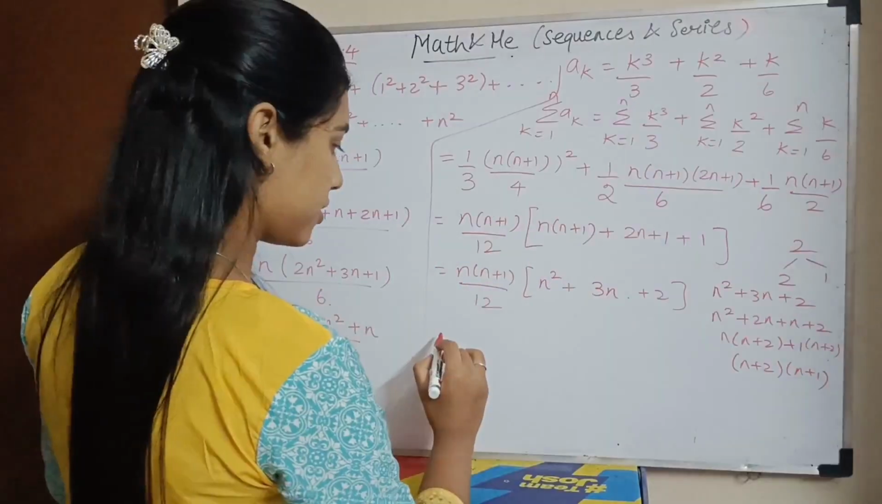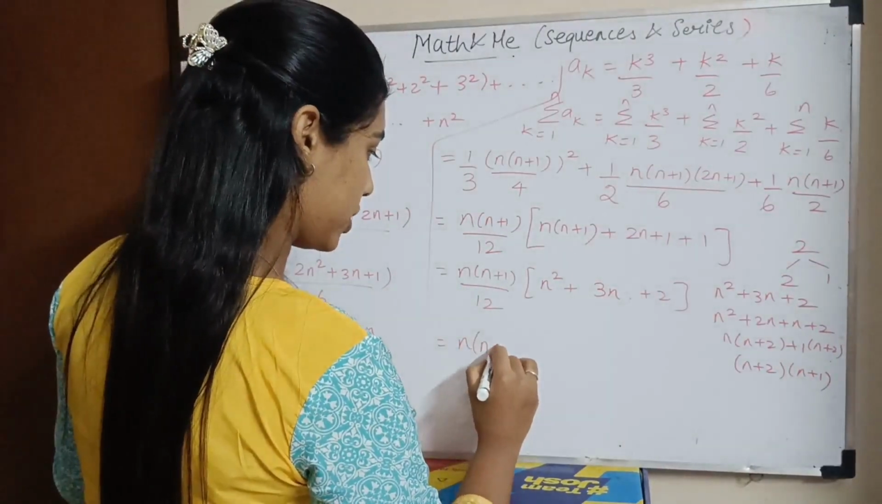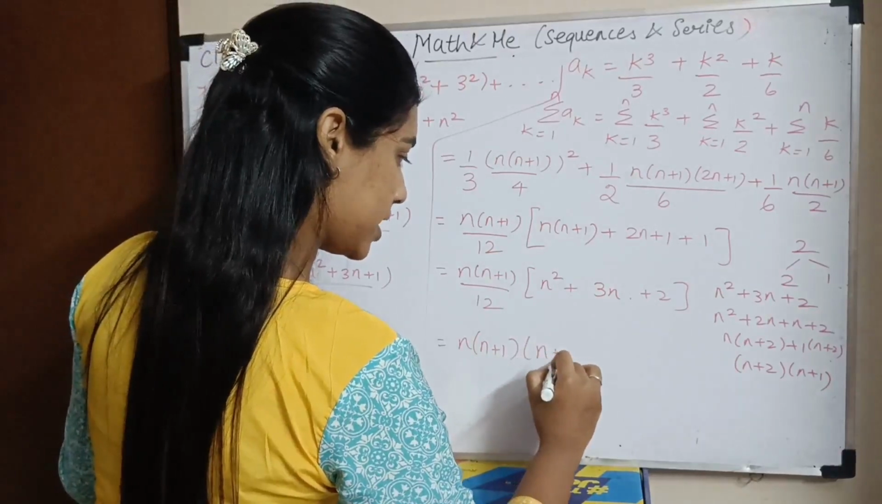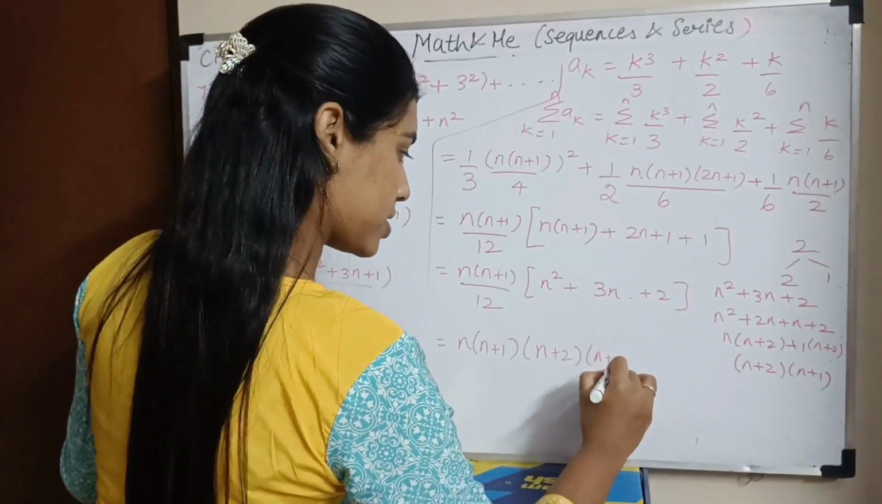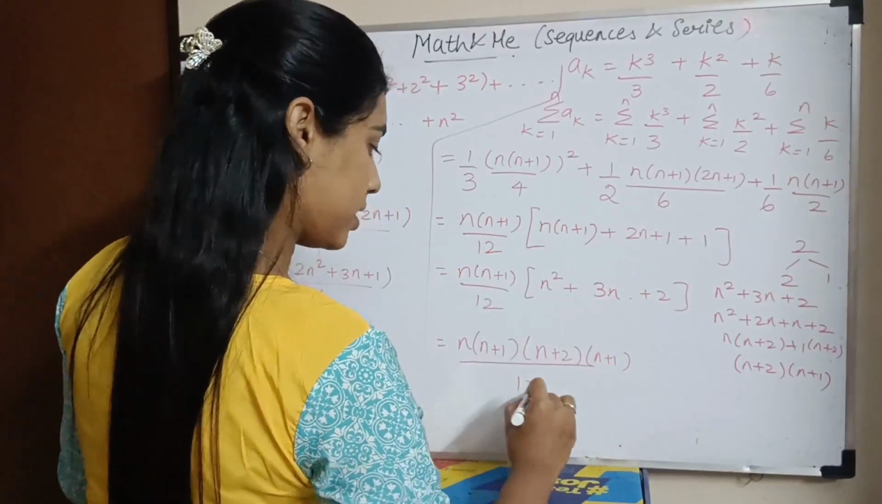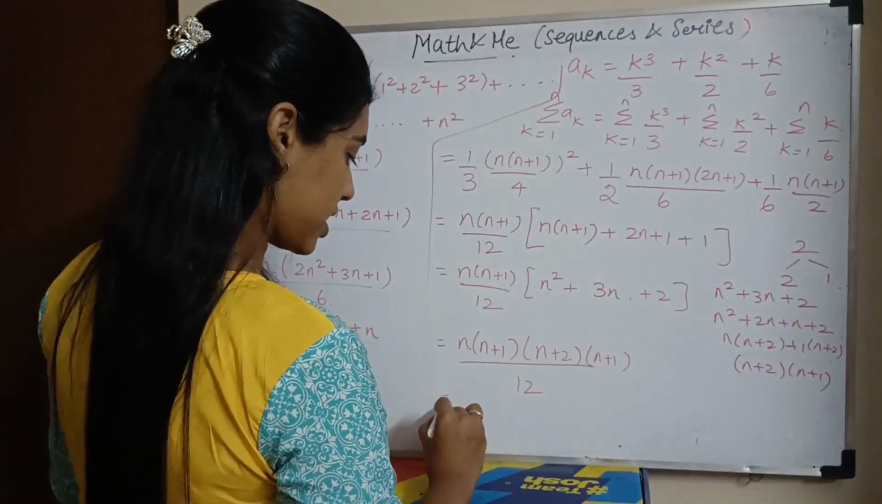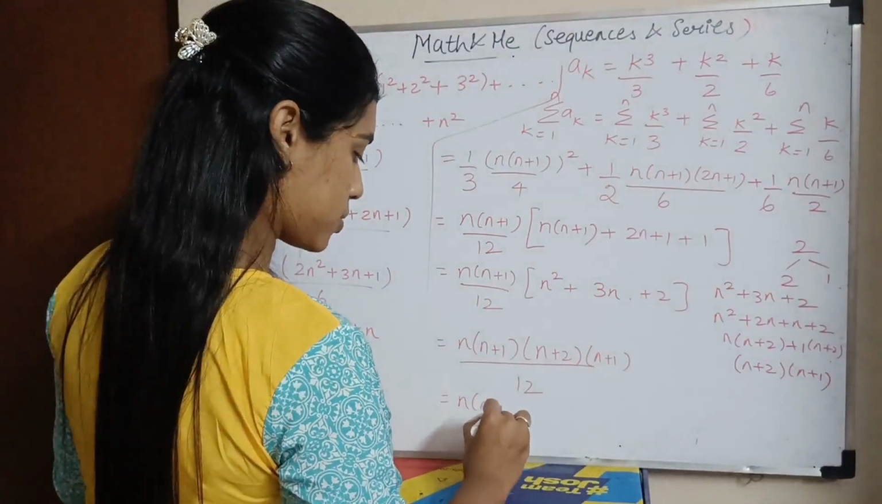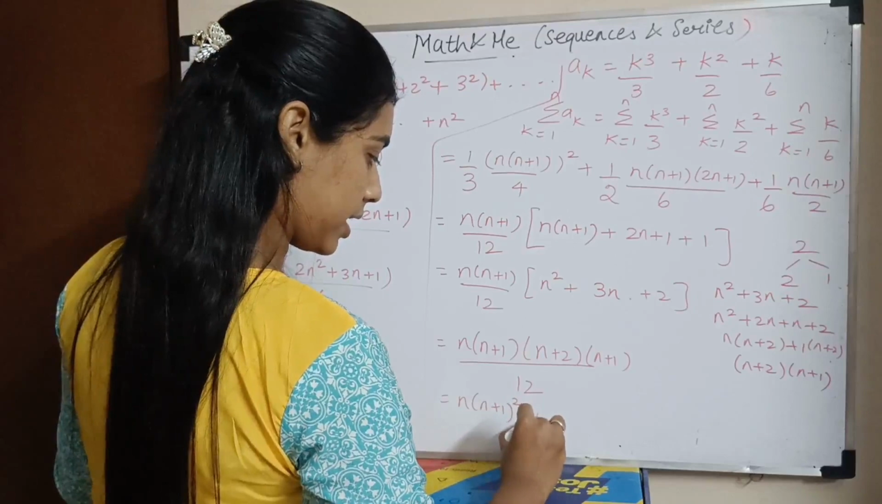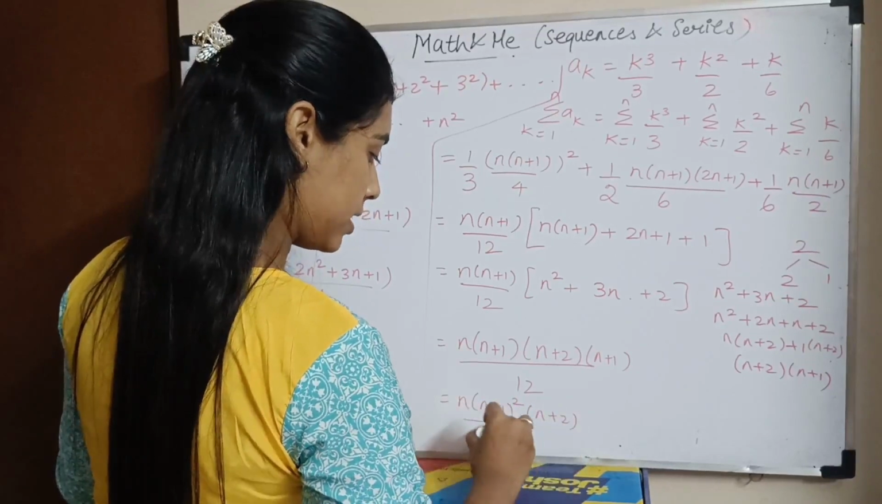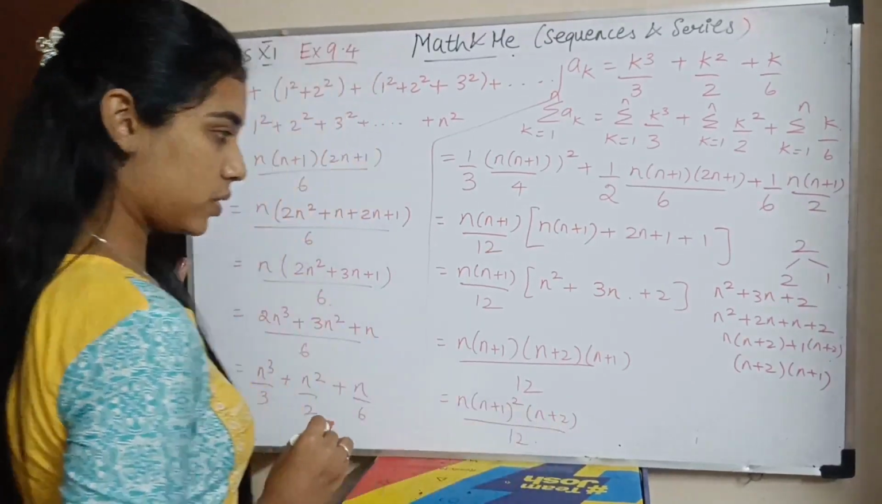So what can I write instead of this? I have n into n plus 1 times n plus 2 times n plus 1 divided by 12. So I have n into n plus 1 the whole square times n plus 2 divided by 12. Okay.